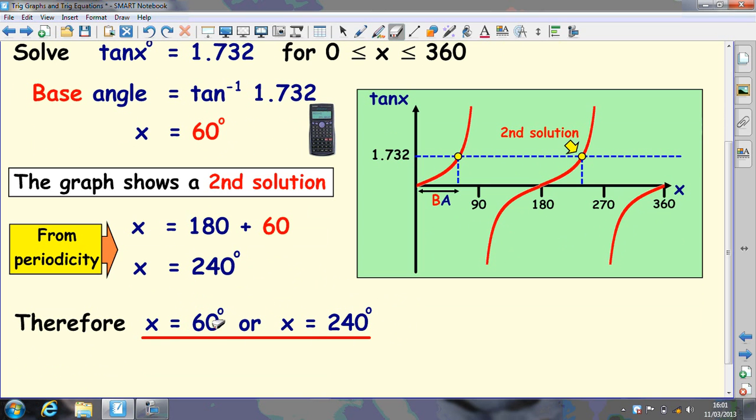And again, if you typed in tan 60, you would get 1.732. Or if you typed in tan 240, you would get 1.732.